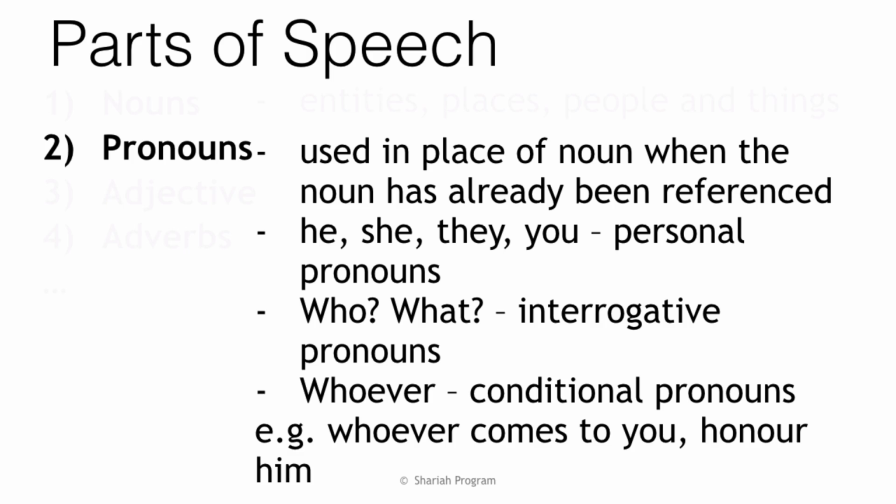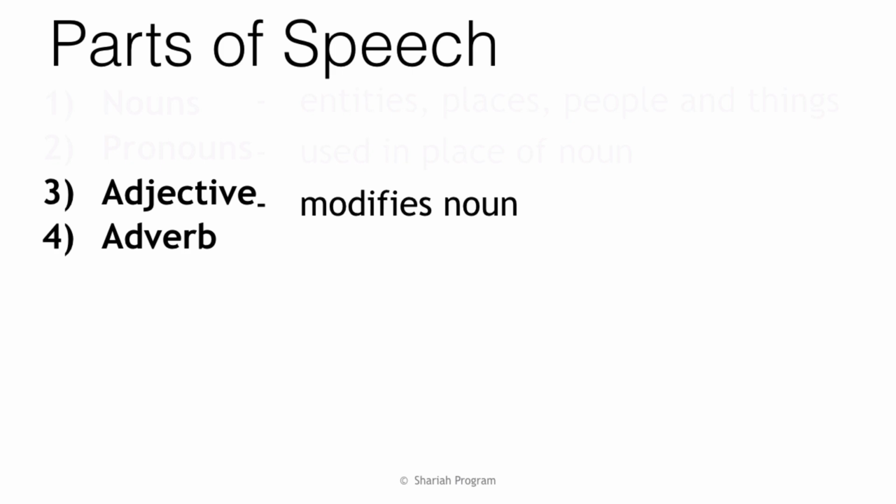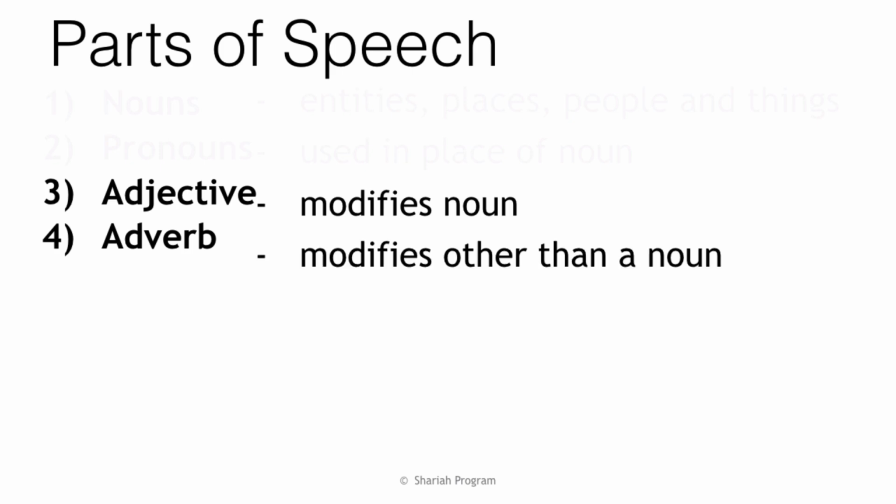So bottom line, the second part of speech is pronouns. We have noun, which is place, person, thing, and then we have pronoun, smaller words used in place of nouns when the nouns have already been referenced. And there's various kinds of those. The third one is adjective, which is a part of speech which modifies a noun. And an adverb is the part of speech which modifies other than a noun. Examples of adjectives would be tall, small, ugly, beautiful. And examples of adverb would be like quickly, such as in came quickly.